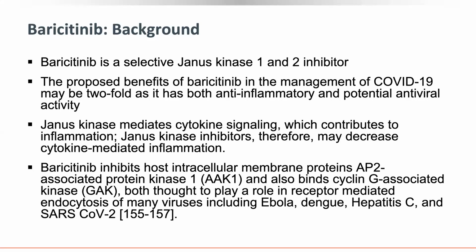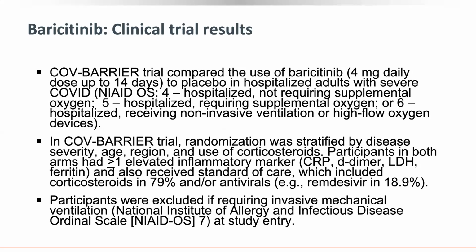Baricitinib specifically inhibits the intracellular membrane proteins, the AP2, and also binds to the JAK-associated kinase. It leads to phosphorylation, and this prevents any activation of the messenger RNA and production of the genes, which will lead to production of the IL6, IL17, IL2 as well, those interleukins. It has the ability to also work among other viruses: Ebola, dengue, hepatitis C, and now SARS-CoV-2.